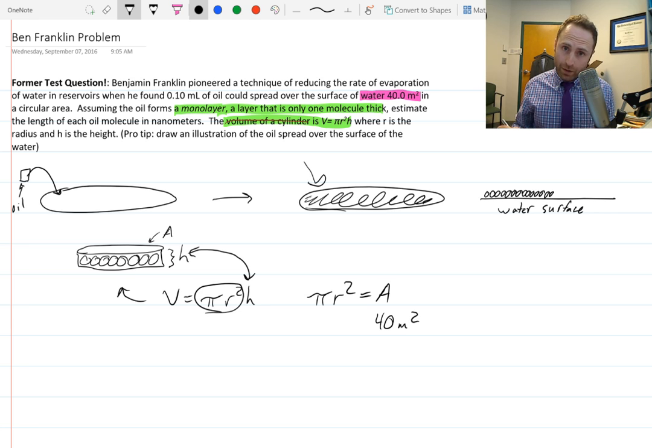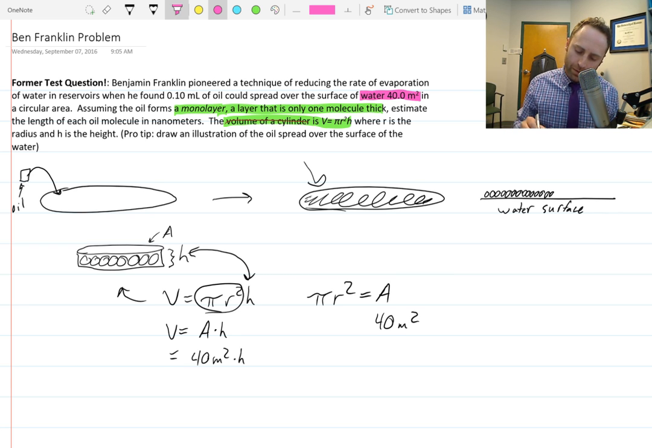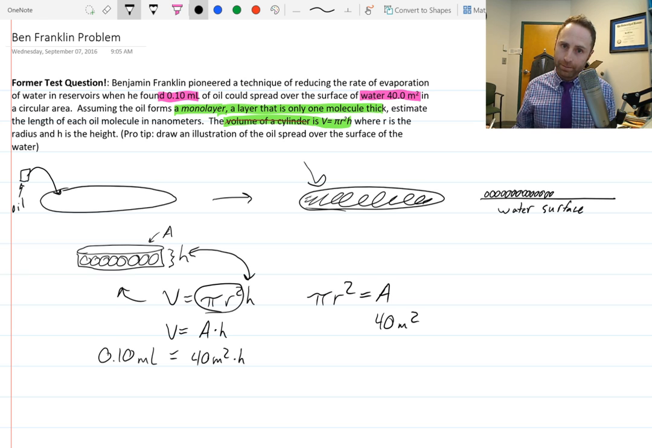Let's plug this into our original equation now with all the information we know. That original equation we could rewrite as saying volume equals area times height. The area was 40 meters squared. Height is what we're looking for. What about the volume? Well, volume was that 10 milliliters. So we can plug that in over here, and I really meant to say 0.10 milliliters. Cool.